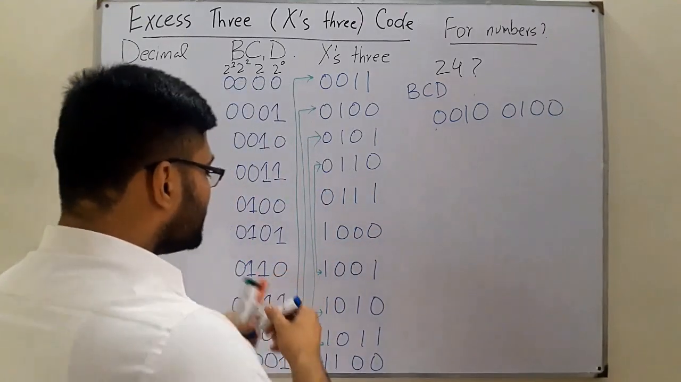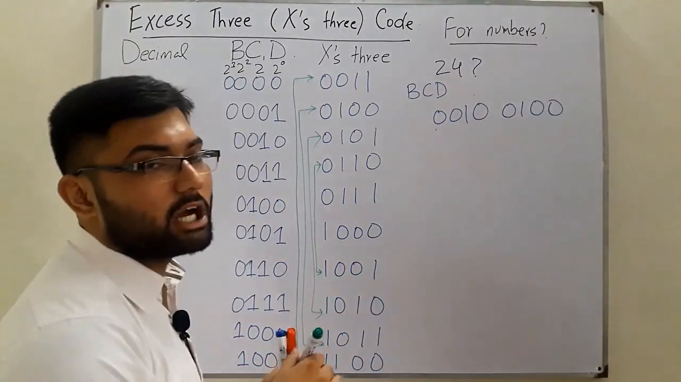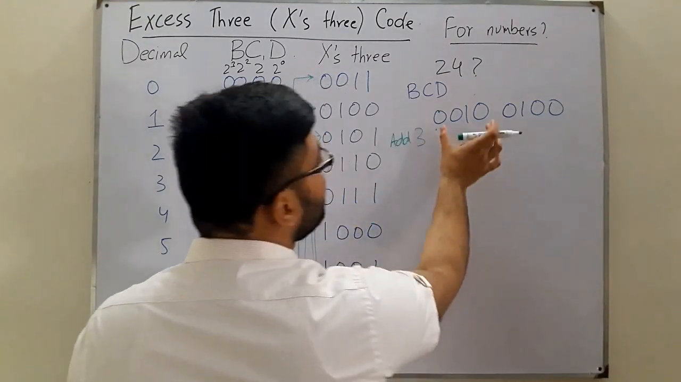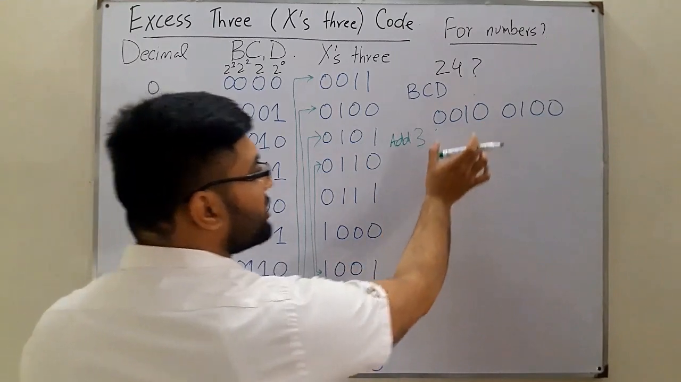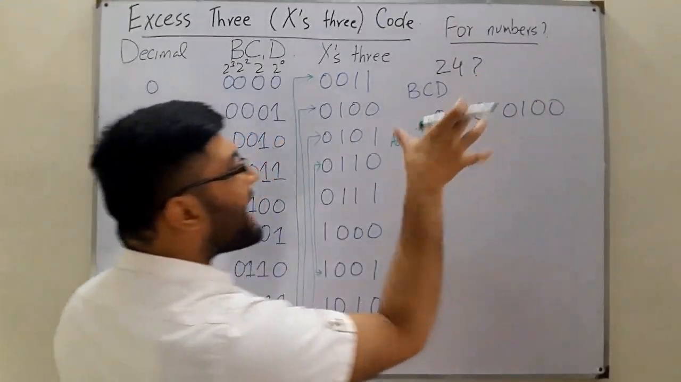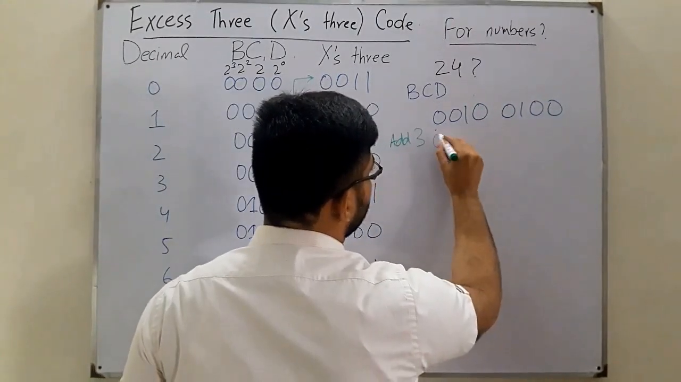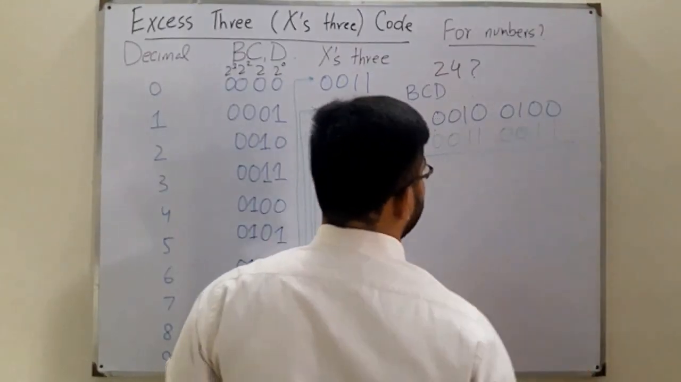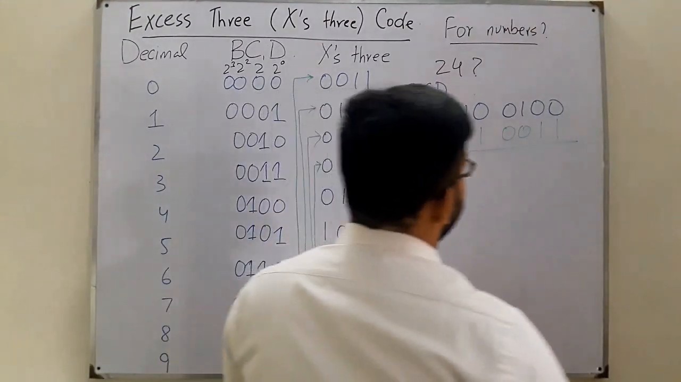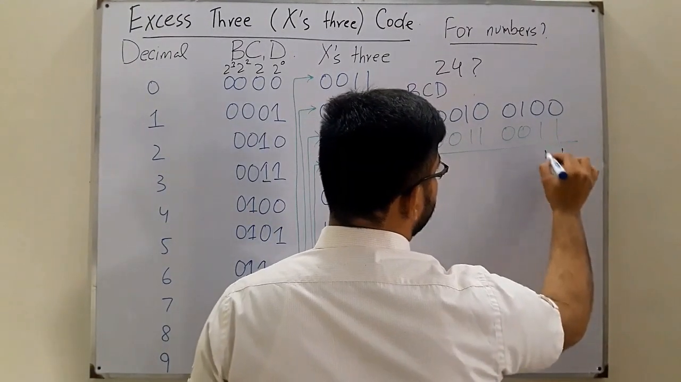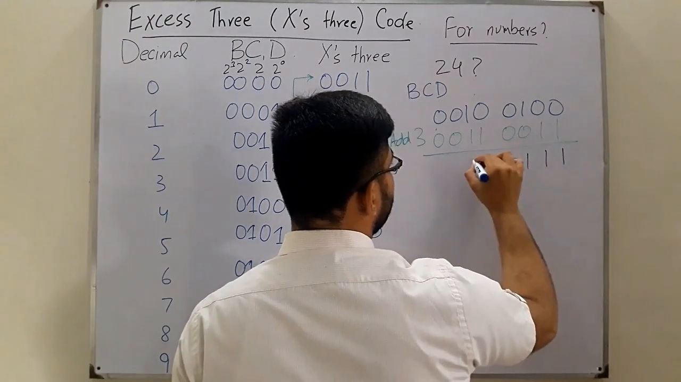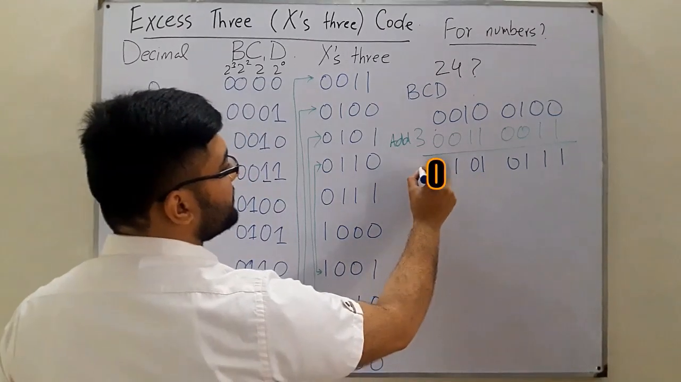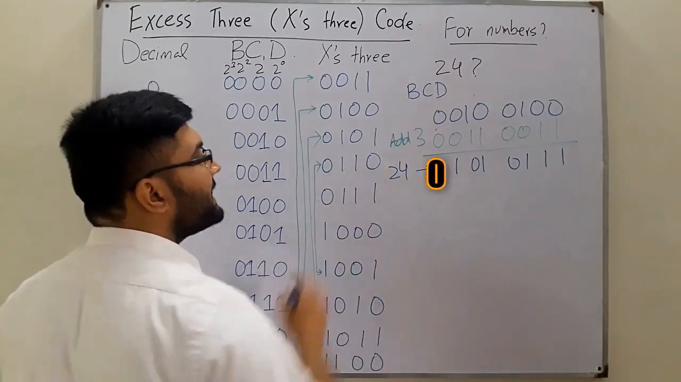Alright? Now you know that Excess-3 is the addition of 3 to the BCD. So you add a 3 to both the nibbles, a group of 4 bits. You add 3 to both of the groups. So 0011, 0011. So what would be the sum? The sum is 0101, 0111. Now this code is the Excess-3 code for 24, alright?